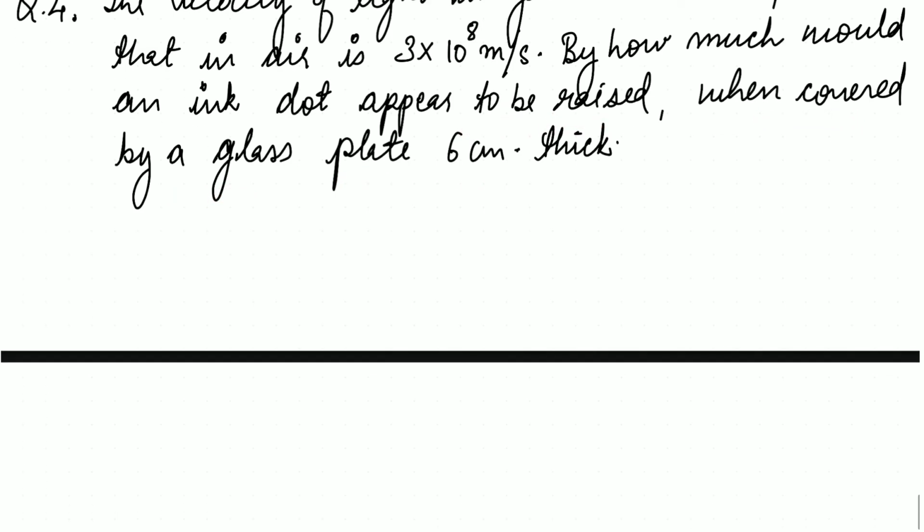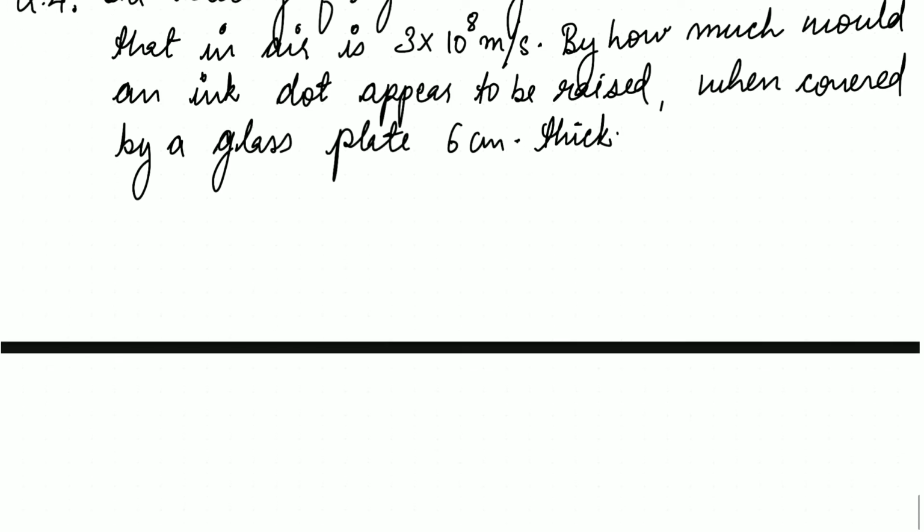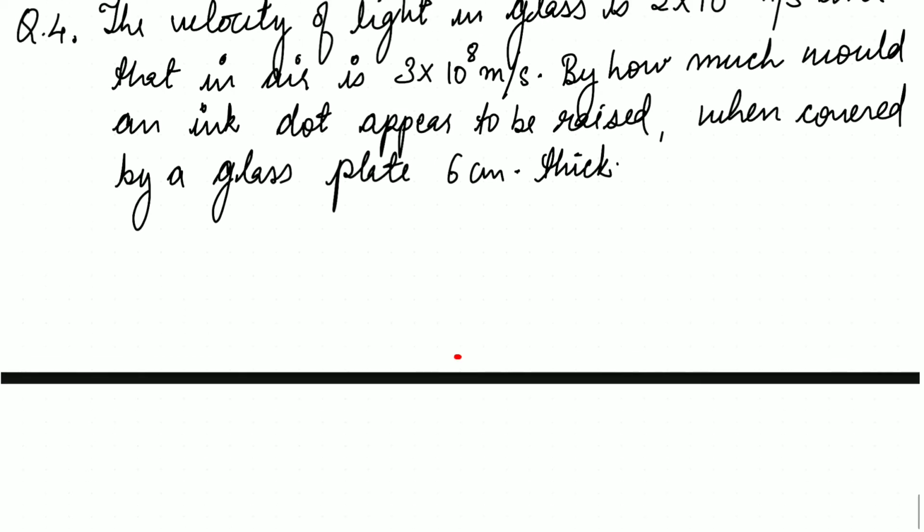All right, great. So basically you have ink at some place, and there is a thick glass plate kept on it, right? Because of that, when you see it from here, obviously this drop is going to appear somewhere here. Now this is something which you have to find out, by how much length it is being raised. That is what the question is asking us, right?